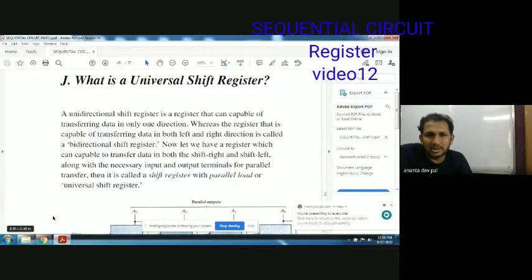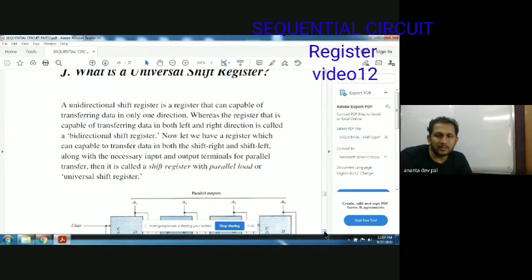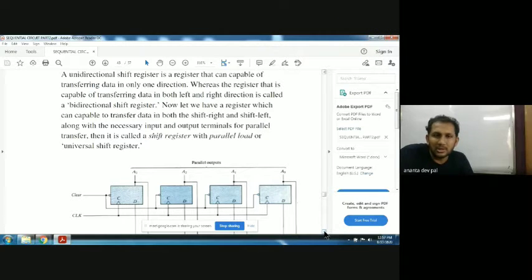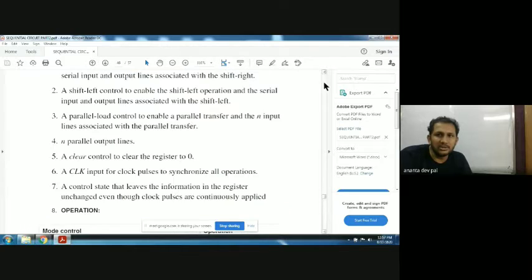Now we have a register that is capable of transferring data in both shift right and shift left, along with the necessary input and output terminals for parallel transfer. That is called a shift register with parallel load, or a universal shift register. This is the diagram or implementation of a universal shift register.